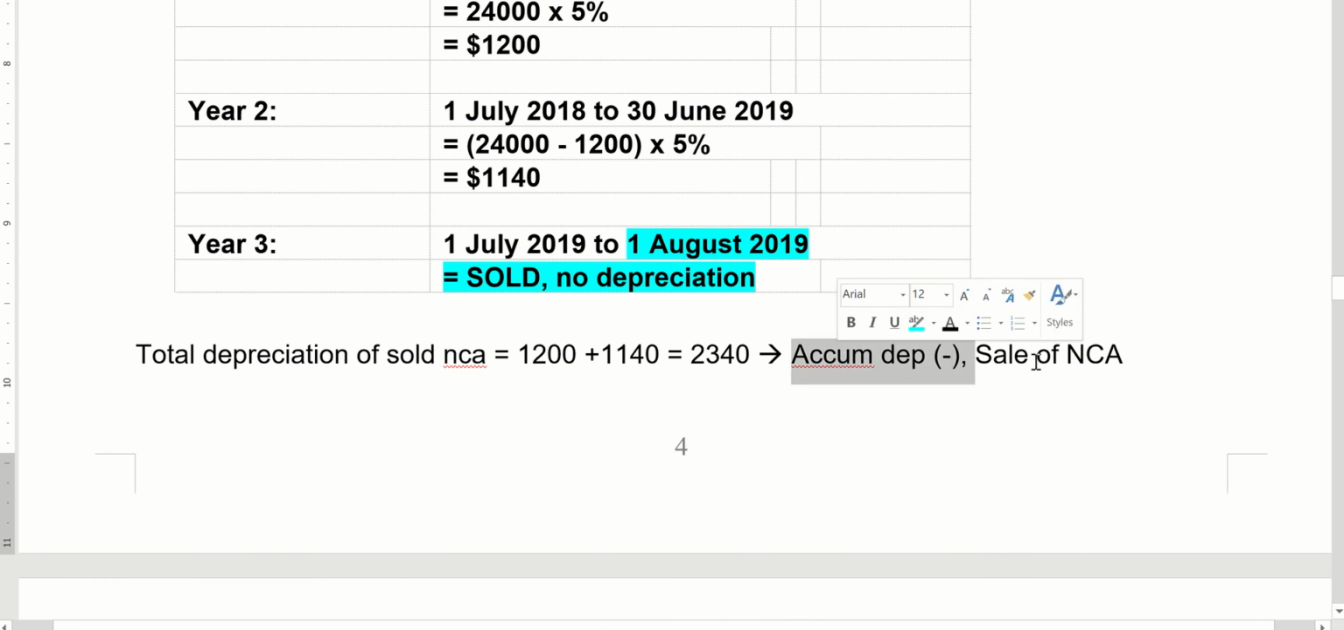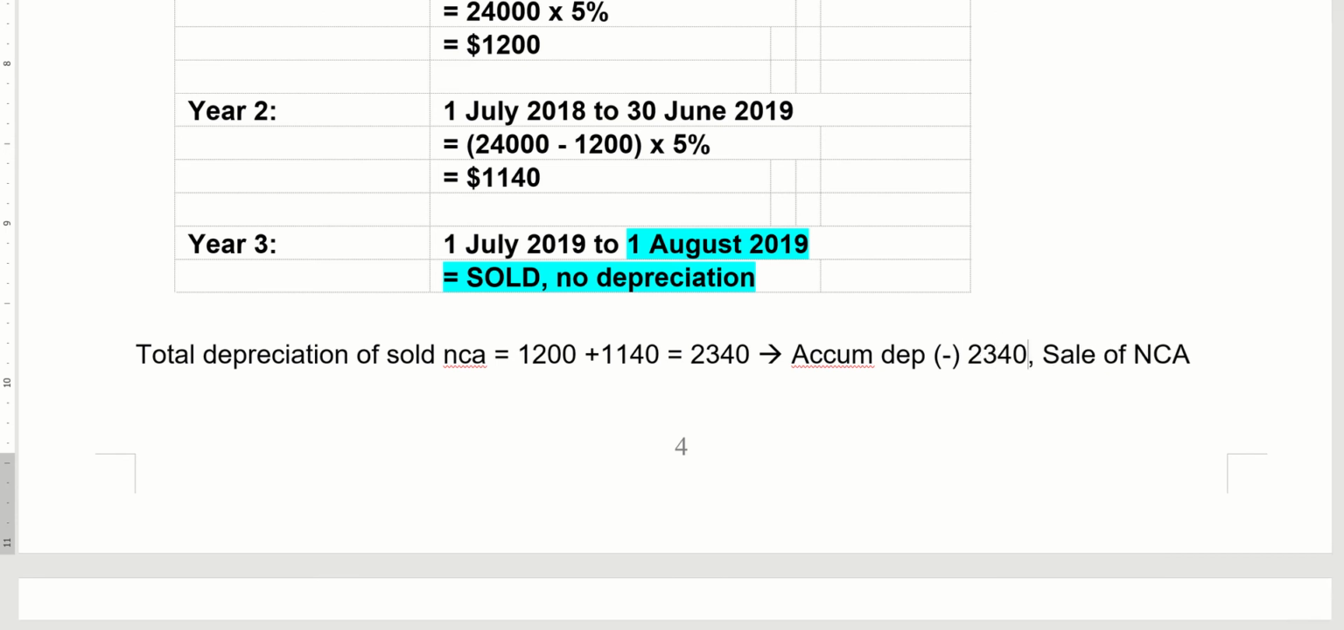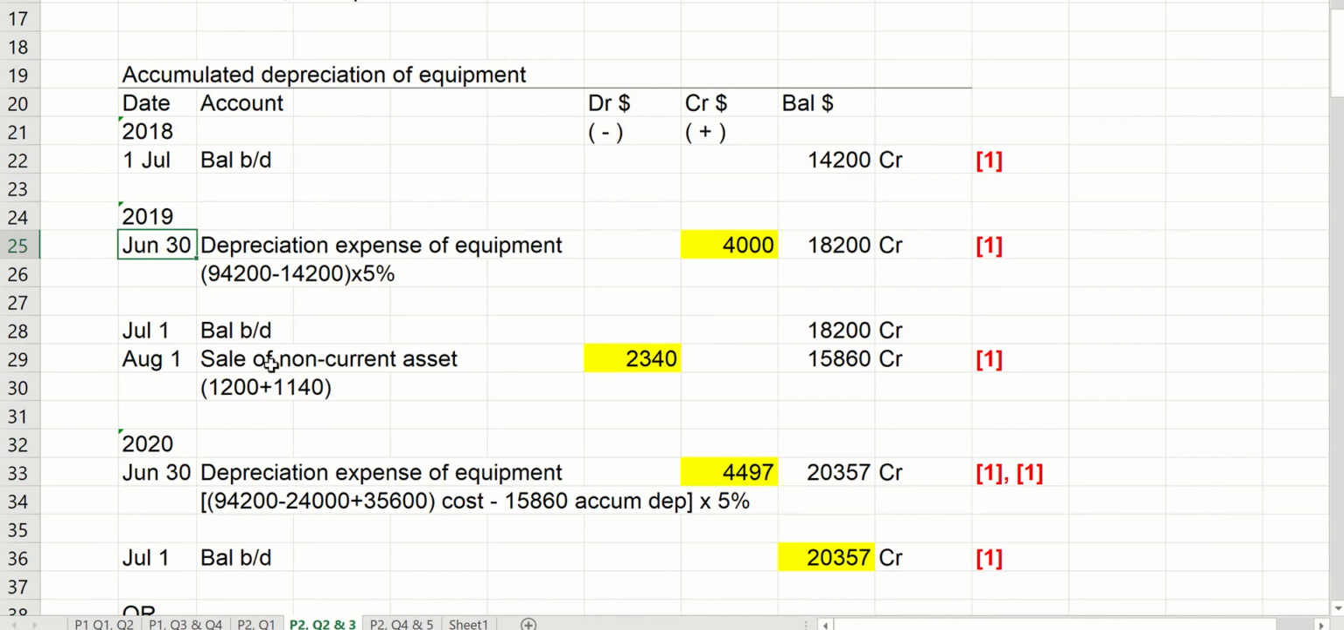Accumulated depreciation minus, and the other account affected is sale of NCA. So now you are going to record your accumulated depreciation minus 2340. So how should we record this? Accumulated depreciation minus 2340. The other account affected is sale of NCA.